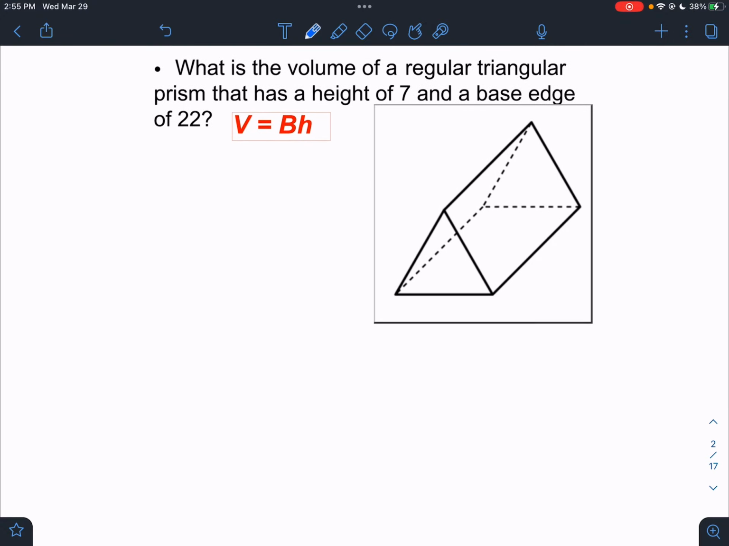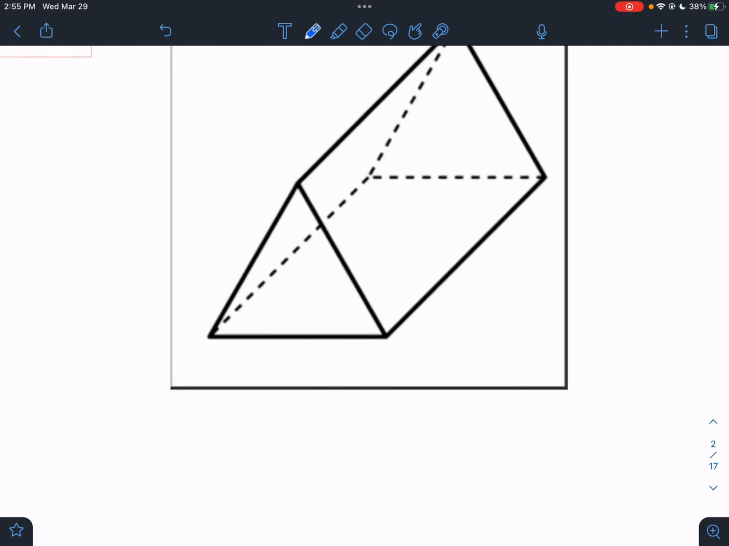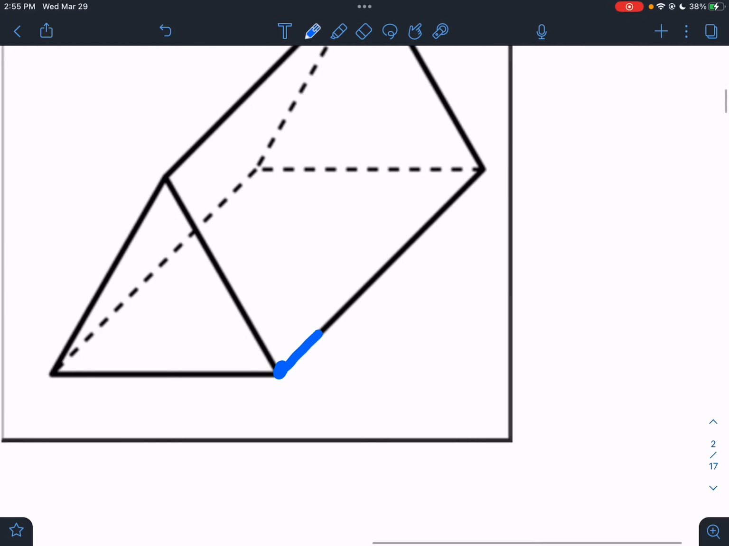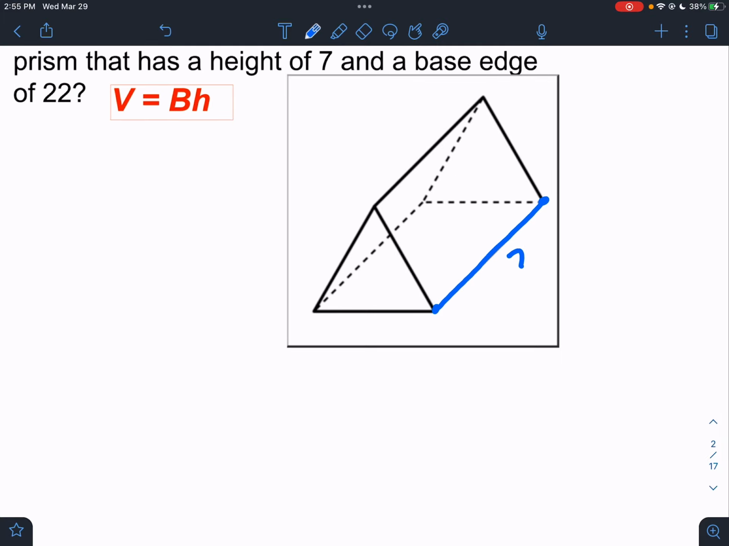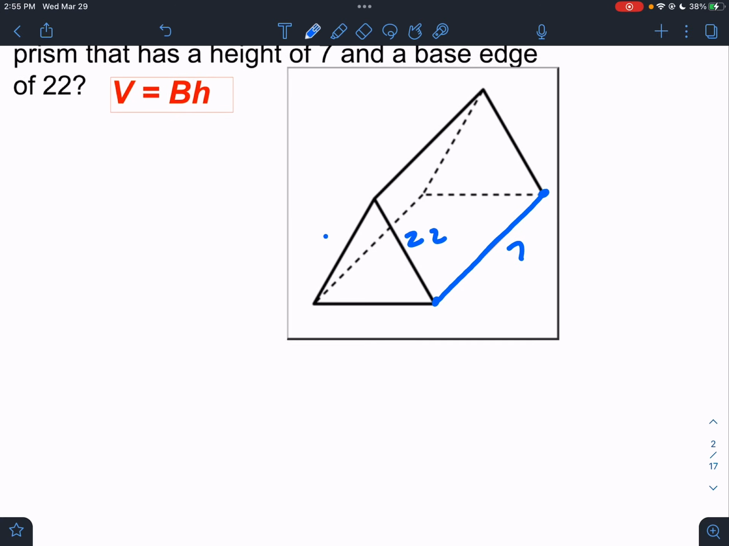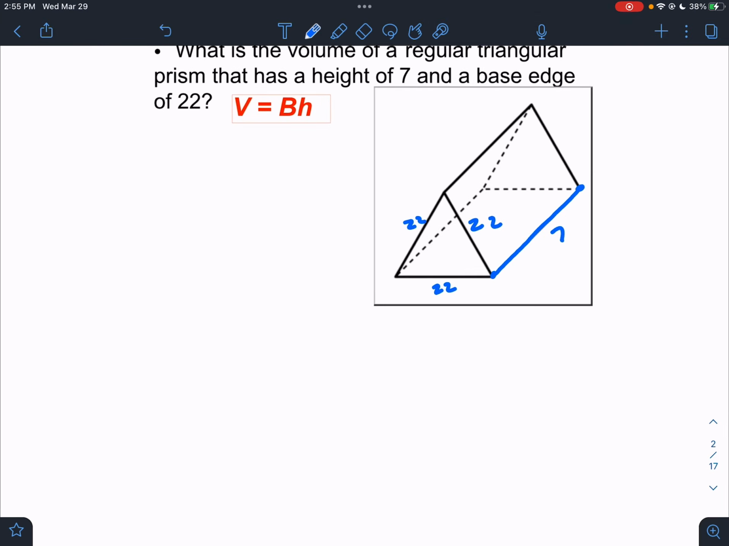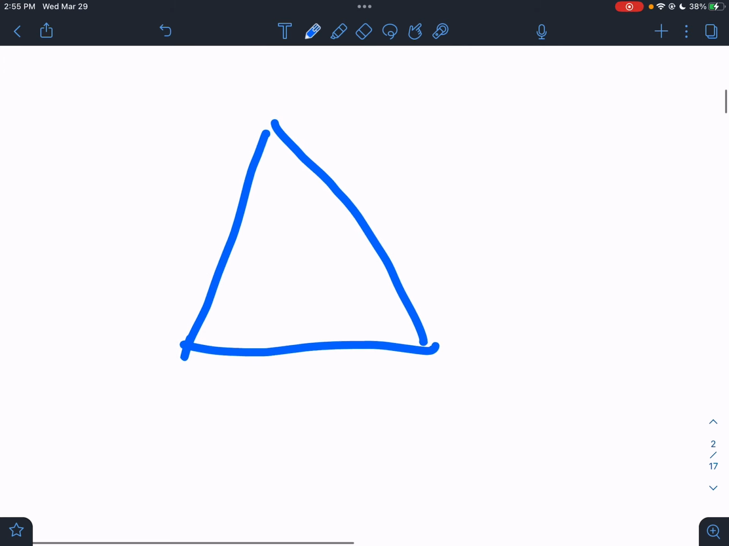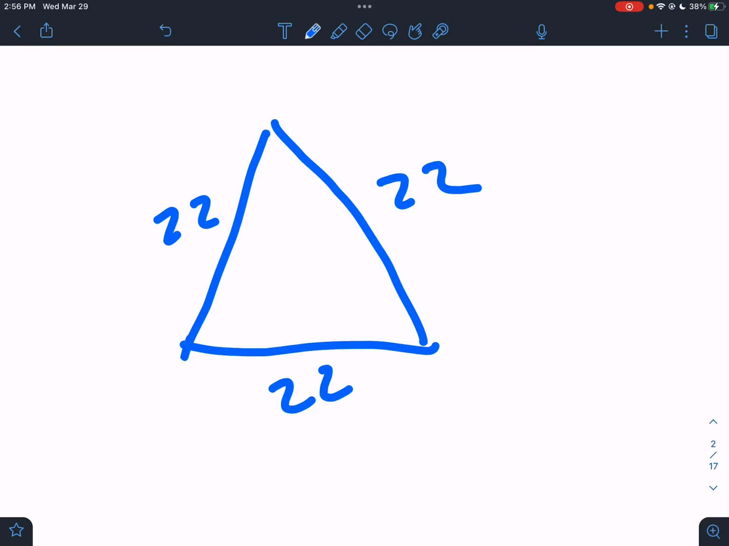So here's a regular triangular prism that has a height of 7. The height of the prism is 7. That is the edge that connects the two bases. They tell you that the base edges are 22. One thing I've really stressed since January is that you can find the area of an equilateral triangle. If you can find the parts of an equilateral triangle quickly and correctly, I need the area of this triangle.